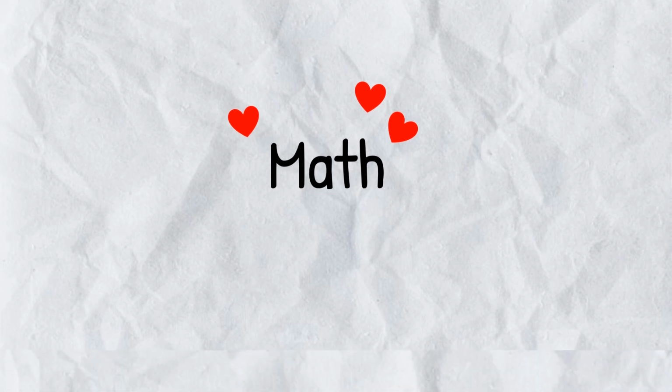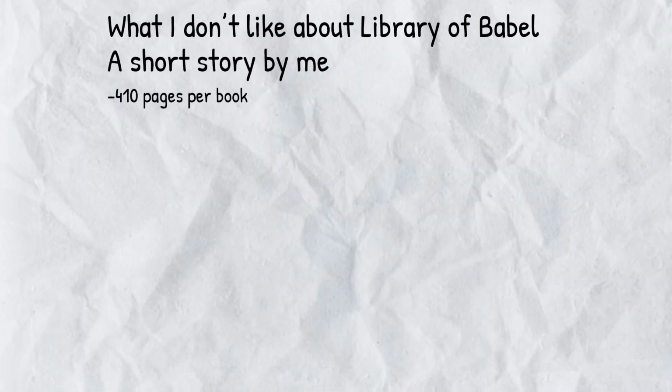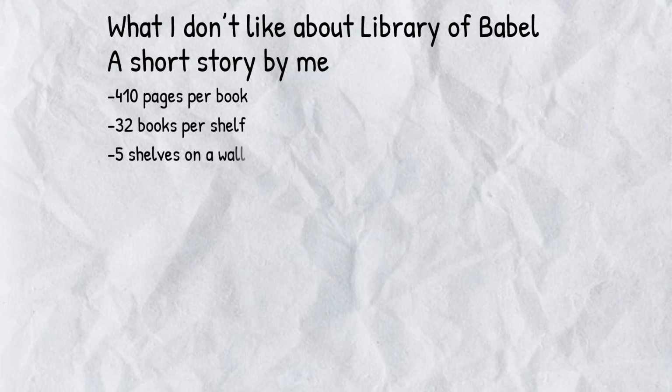Not quite. I wanted to make my own version to really find out how to do this in practice, but also to solve some narrative problems I have with the original story. You see, Basile did an extremely good job of staying true to the original story. Almost too good of a job. There are 410 pages per book, and the books are organized into shelves with 32 books per shelf and 5 shelves on a wall. Everything is then organized into hexagons with 4 of these walls in each.